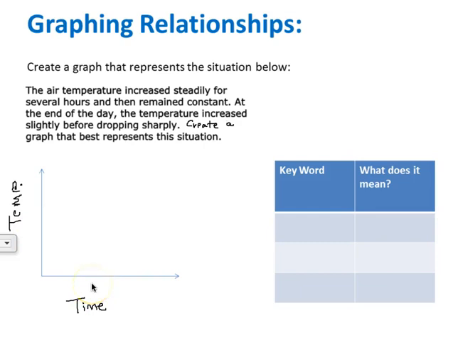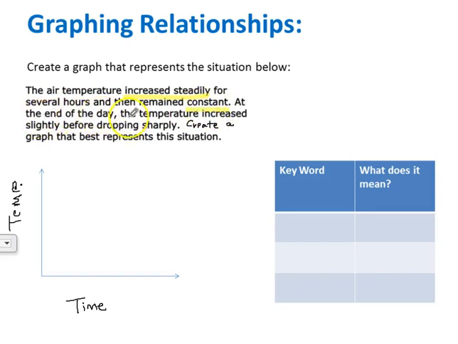And we can pull out those key words that we just went over in the warm-up, pull out some key words that tell us things like increasing, decreasing, or remaining constant, and put together a graph that relates the temperature over time. So let's go ahead and do that. So let's read through this again, and this time let's highlight some key words that tell us whether the temperature is increasing, decreasing, or staying the same. So it says the air temperature increased steadily. All right, so it's increasing steadily for several hours. Then it remained constant.